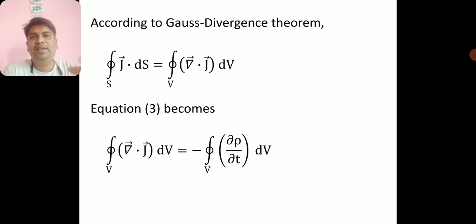Now both are volume integrals, both left and right side we have a volume integral. So I can equate the quantities within the volume integral easily. On the left hand side, within the volume integral I have div J into dV, and on the right side I have minus dou rho by dou t into dV. So you leave out the dV because both sides have a volume integral. You can easily equate the quantities within the volume integral.